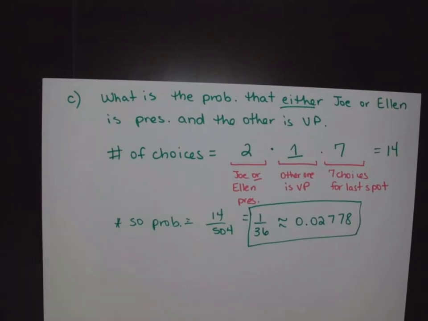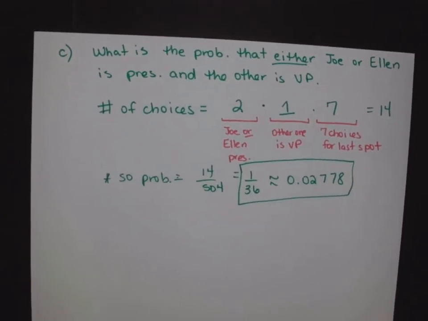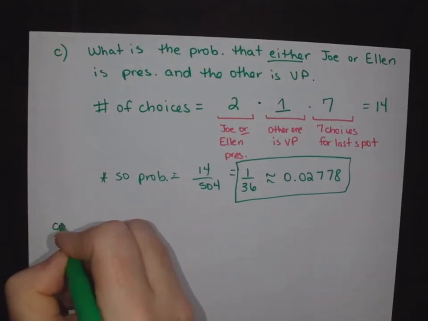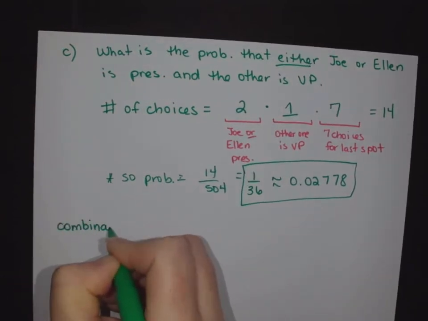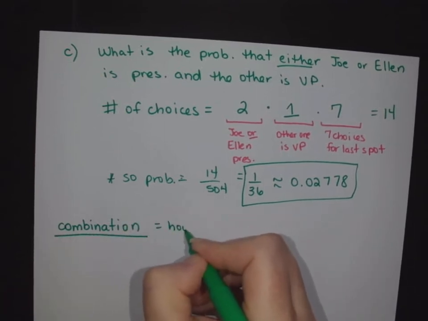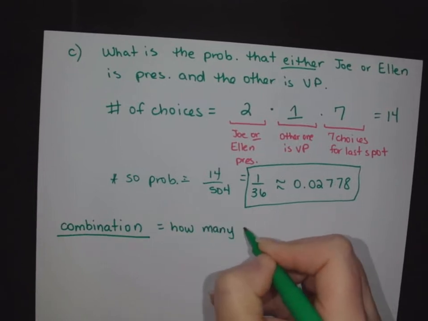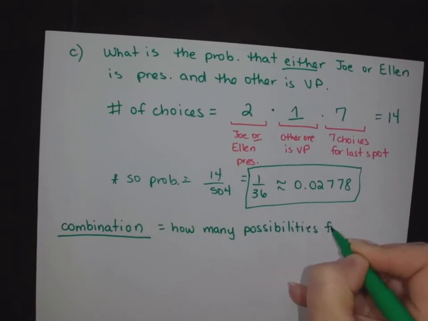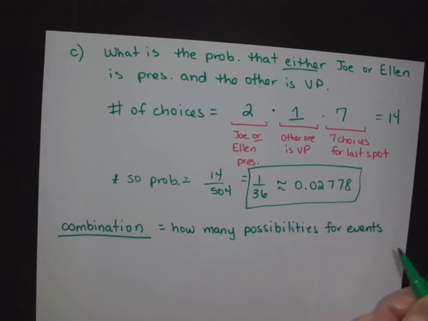So notice we have to come up with the count for how many options there are, and then we put that over the total number. Okay. So we use that nPr, the permutation type symbol, when we want to know how many choices there are when order matters. Okay. So the one that goes hand in hand with this is a combination. And this is very close to a permutation, but it tells you how many possibilities there are for events where order doesn't matter.